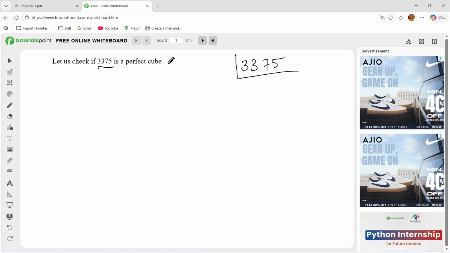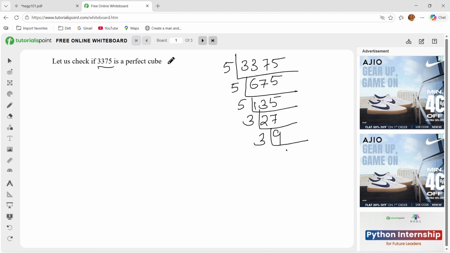So 5 is at unit place. Now we are checking 5. 6 5s are 30, 37. 7 5s are 35. Then again 2 balance is there. Then 5 times 5. Then 5, 1 5 5, 3 5 15, 25 5 again. 5. How many 5s? 2 5s are 10, 35 7. Now in 27 3. 9 3s are 27. 3 3 3s are 9, and 3 how many times? 3. So what are the factors of 3375? We got these prime factors. 5 times 5 times 5 times 3 times 3 times 3, right?